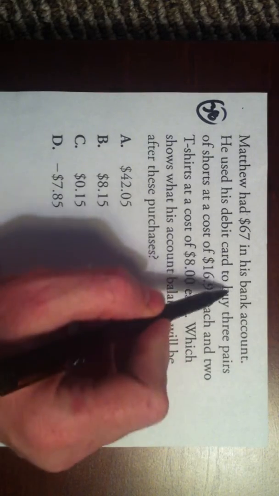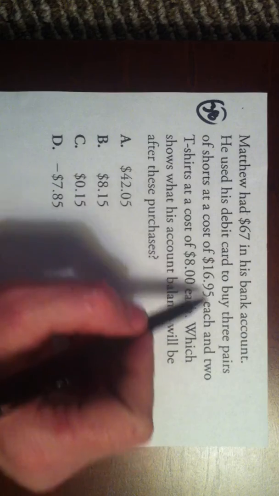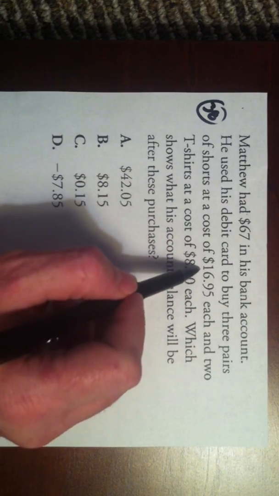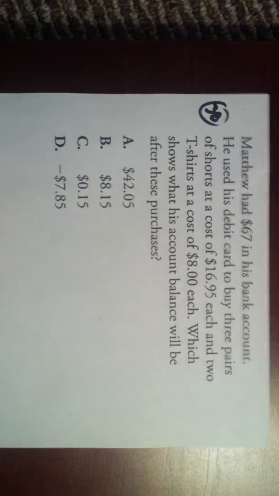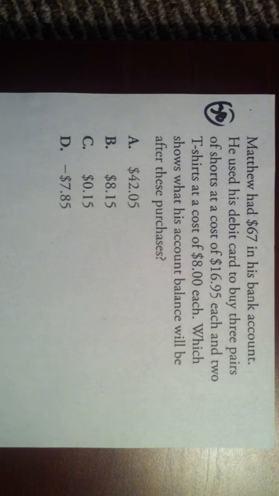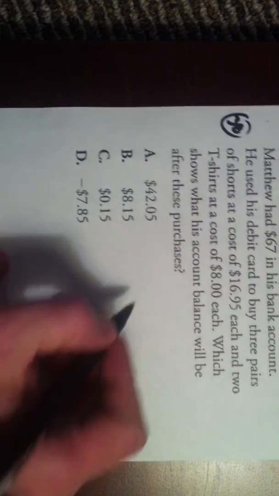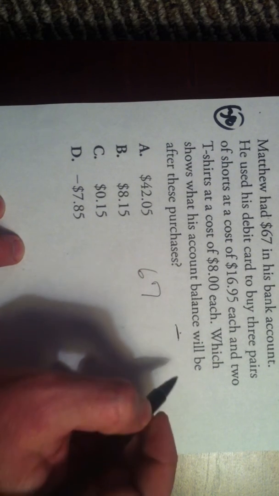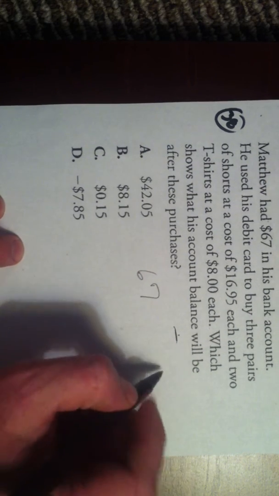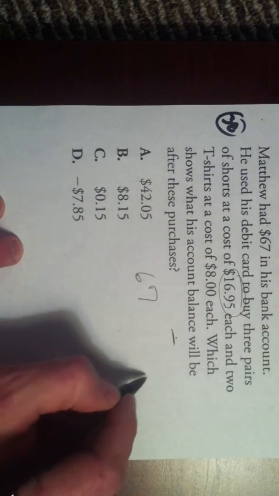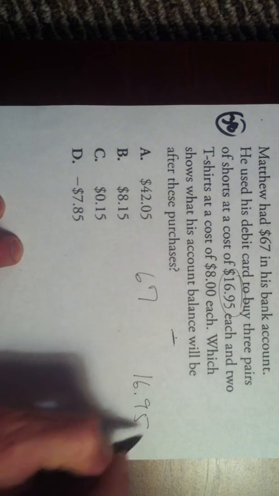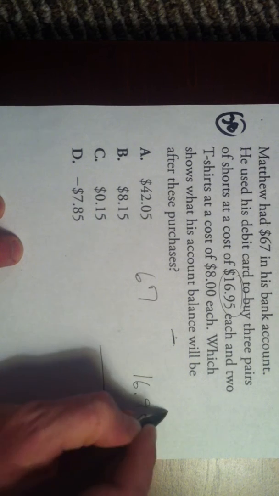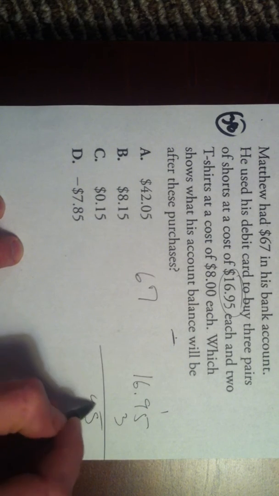Matthew had $67 in his bank account. He used his debit card to buy 3 pairs of shorts at a cost of $16.95 each. Then he bought 2 t-shirts at a cost of $8 each, which shows his account balance after these transactions. Well, he started out with 67. Now we have debits. How many of these did he buy? He bought 3. $16.95 times 3.